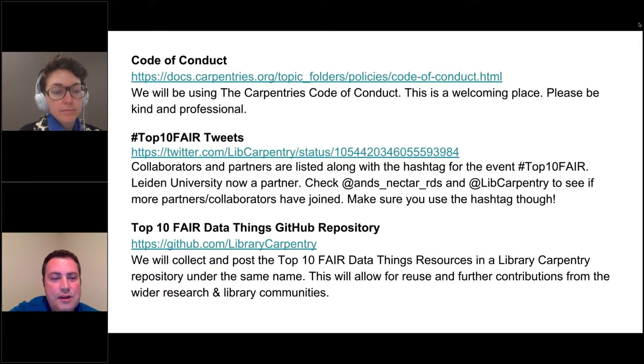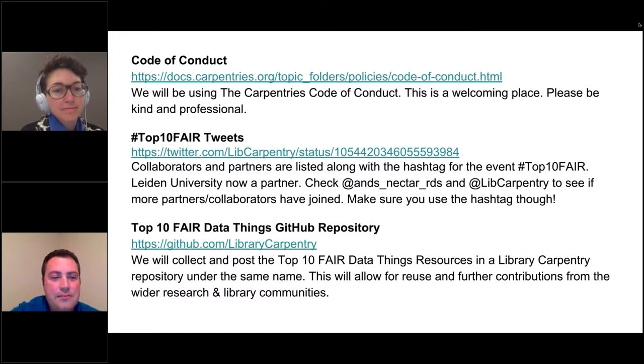One other thing to mention is we have a code of conduct. Really what this says is we want to create a welcoming environment for people to discuss the 10 FAIR data things. Please be kind and professional. We want this to be an enjoyable experience for everyone.